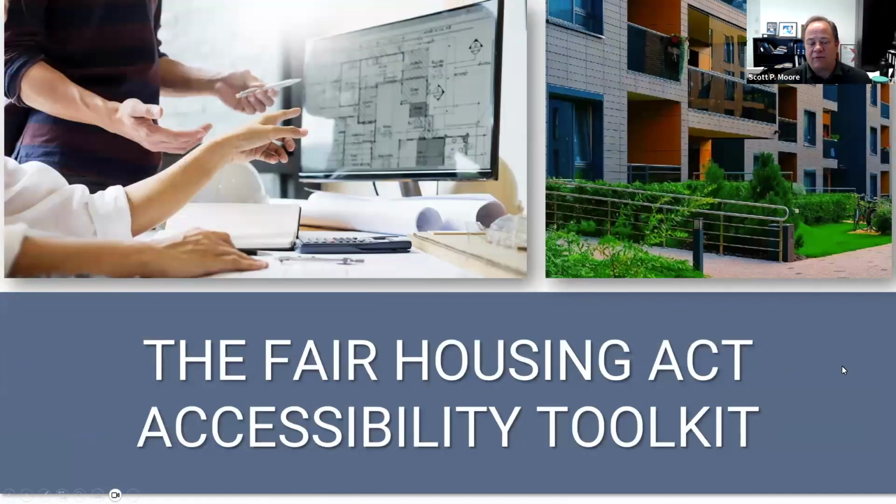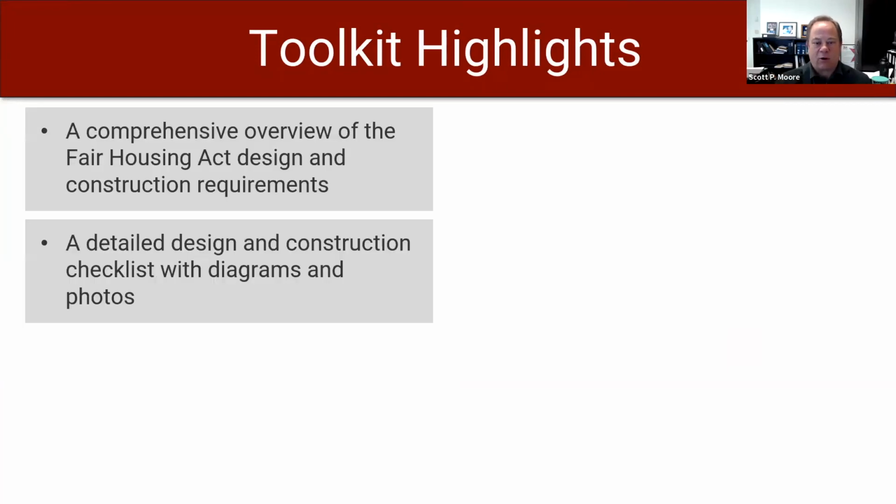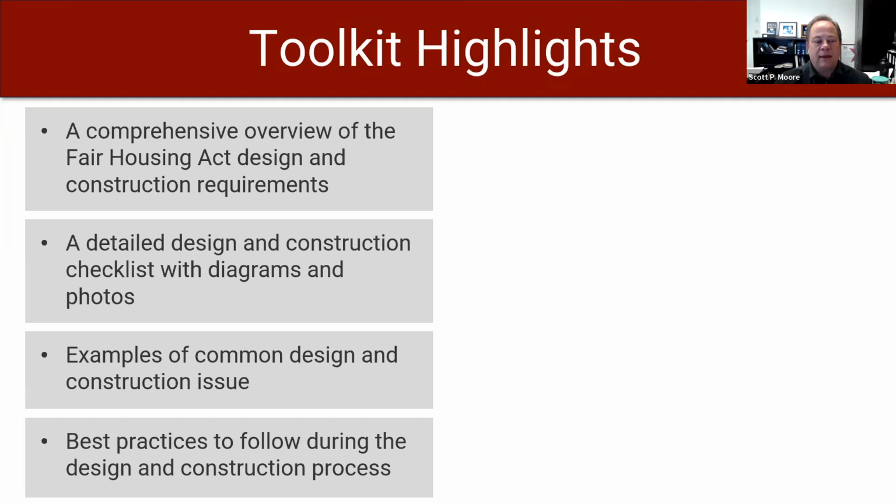So that's why we really encourage everyone to look into the Fair Housing Act Accessibility Toolkit. We've designed this toolkit to be a comprehensive overview of the Fair Housing Act design and construction requirements. It contains a detailed design and construction checklist with diagrams and photos of real life examples of what properties have looked like when they're compliant and when they're not compliant.